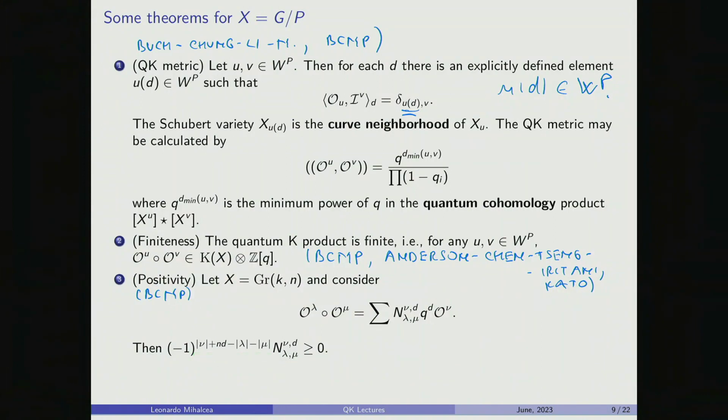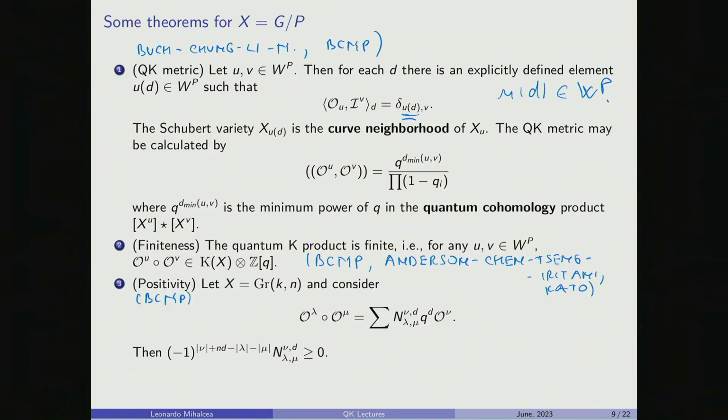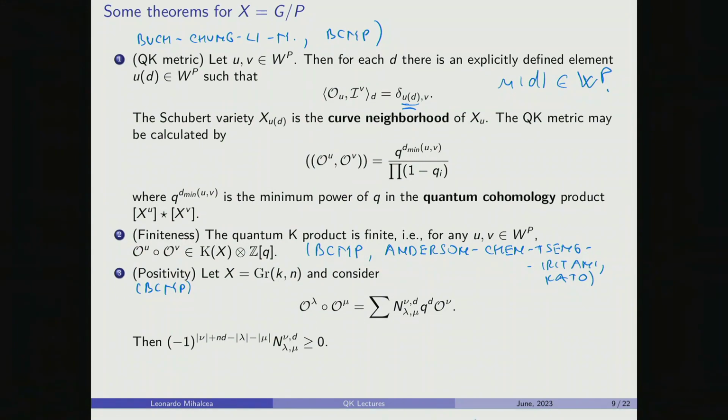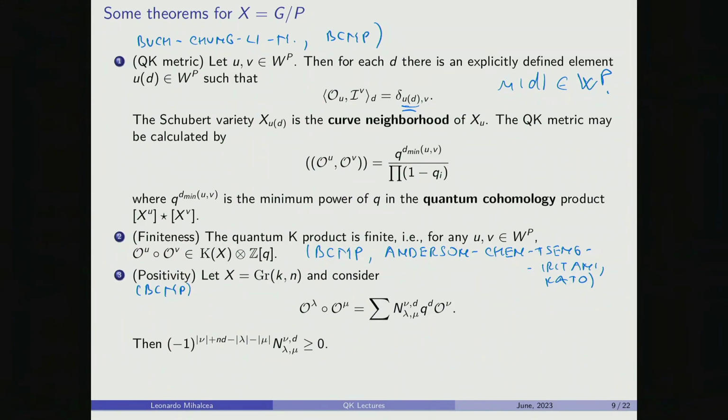And that quantity gives you the sign of the structure constant. All right? So we do have positivity. At this moment, positivity is only proved for Grassmannians and more generally for minuscule Grassmannians, but is wide open as far as we know for G mod P's.